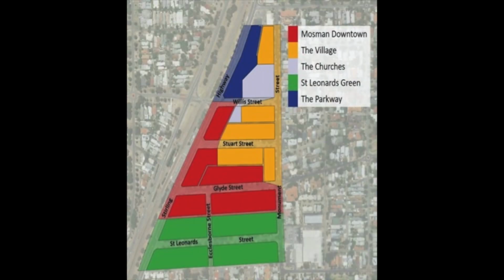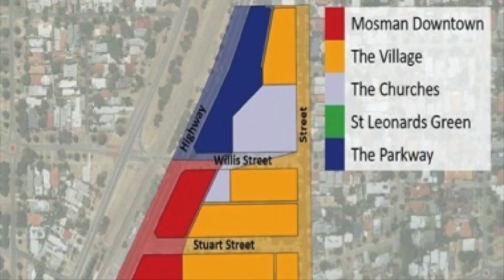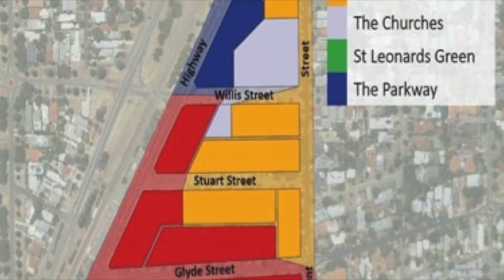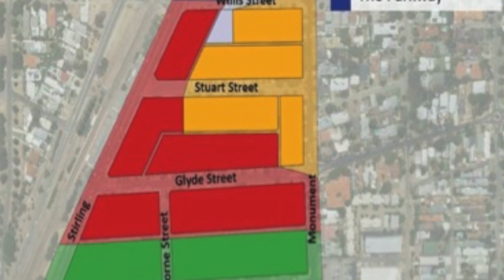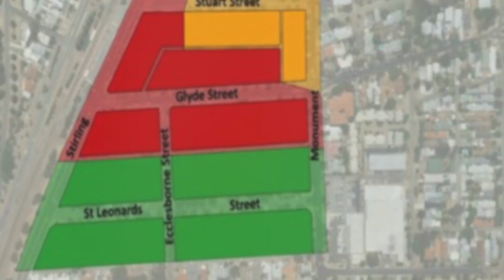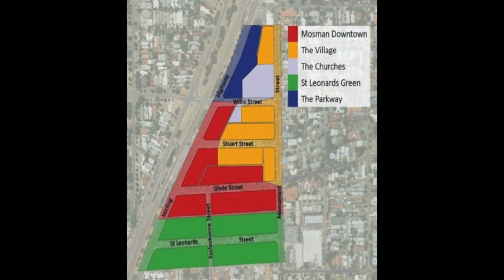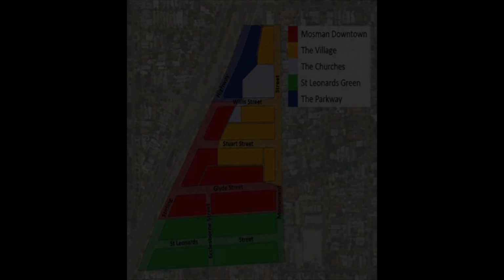The Town Centre plan has identified 5 distinct precincts in the Mosman Park Town Centre. That's Mosman Downtown, the Village, the Churches, St Leonard's Green, and the Parkway. During this tour, you'll be asked to comment on each of the character statements for these areas. We will walk through and have a look at those areas and you can decide what you think. So let's get going.